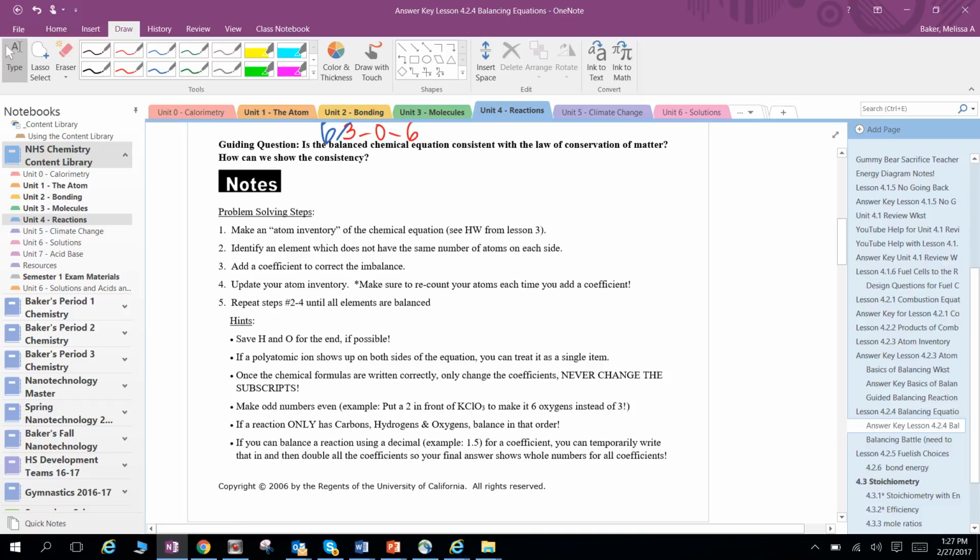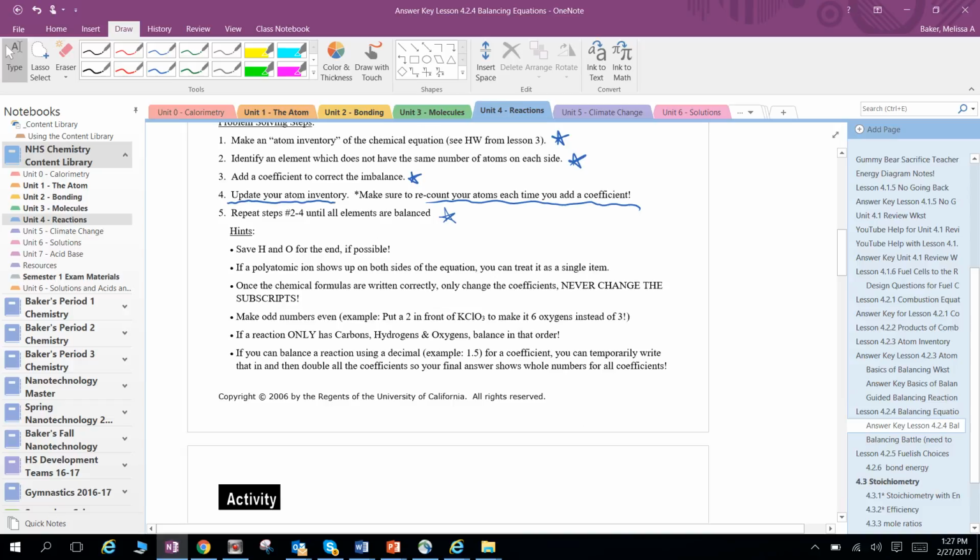Let's check out the notes for how to balance an equation. It says first, make that atom inventory, which is what we just did. Then, identify an element that does not have the same number of atoms on each side. We used sodium, for example. Add a coefficient, which are the numbers out front, to correct the imbalance. Then, update your atom inventory. Make sure to recount all of your atoms every time you add a new coefficient. And then keep repeating until everything is balanced.